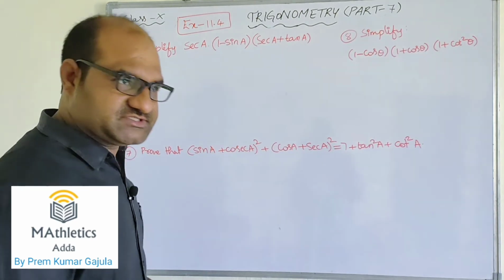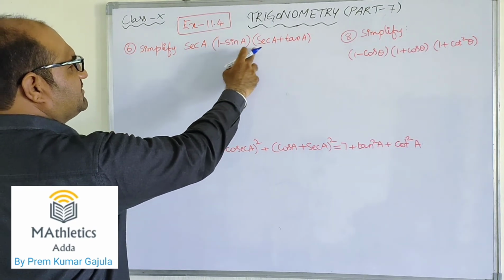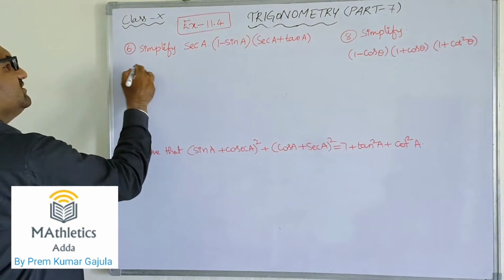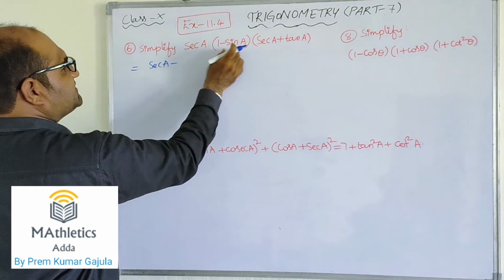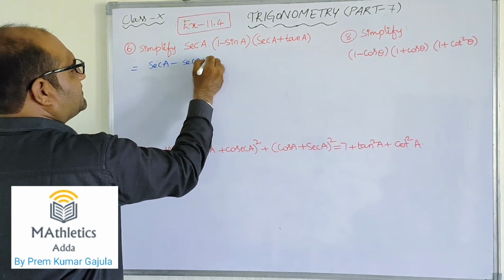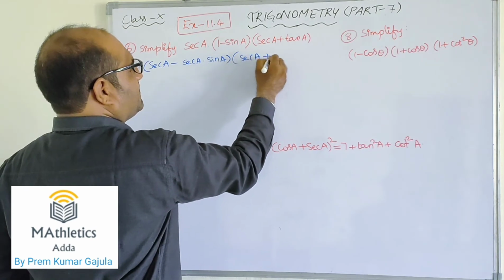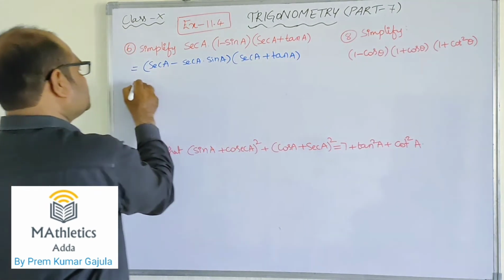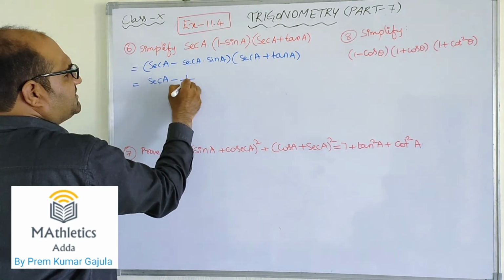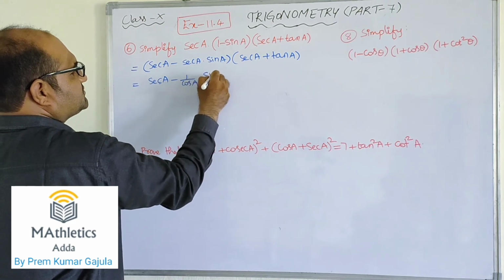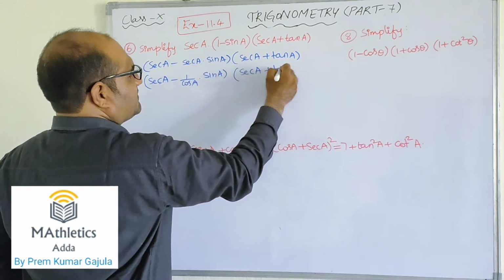Now let us look at the next questions. Sixth question: simplify secant A into (1 minus sin A) into (secant A plus tan A). So secant A into 1, secant A minus secant A into sin A, into secant A plus tan A. Secant A minus secant A, we can write as 1 by cos A into sin A. So that is into secant A plus tan A.